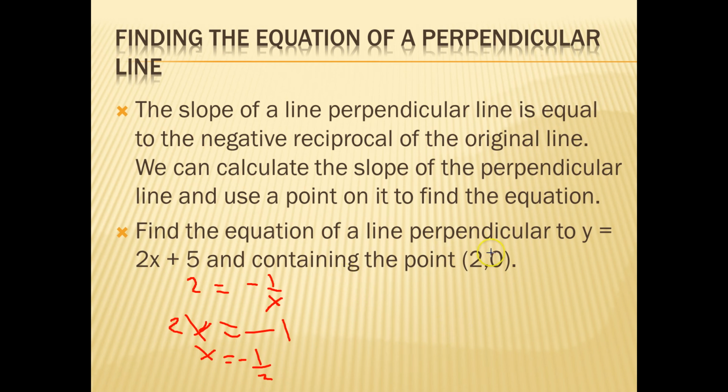So y, or 0, is equal to negative 1/2 times 2 plus b. So 0 is equal to negative 1/2 times 2, this is equal to negative 1. So 0 is equal to negative 1 plus b. B is equal to 1. So the equation of the line is y equals negative 1/2 x plus 1.